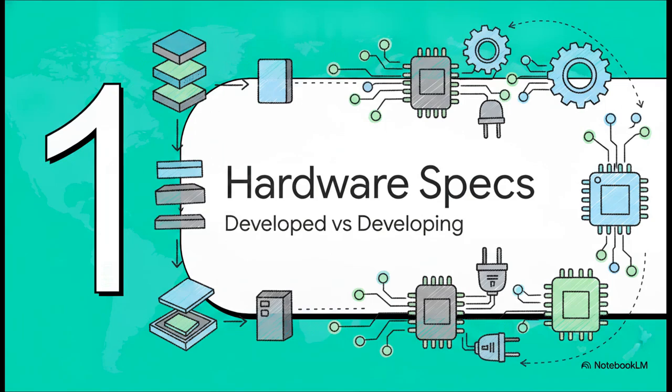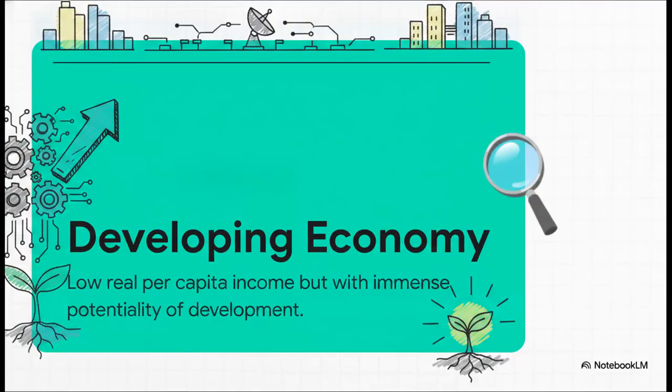All right, let's dive into Section 1, the hardware specs, developed versus developing. Before you can run high-level software, you need to know exactly what kind of physical specs you're dealing with, right? A developed economy, think of countries like the USA, Canada, and New Zealand, is defined by a high real per capita income. Its citizens basically enjoy a premium standard of living. An underdeveloped or developing economy, though, is defined as a country where that real per capita income is currently on the lower end. But seriously, don't count it out, because its defining feature is its immense potentiality for development. The hardware is literally all there. It just needs the right upgrades.